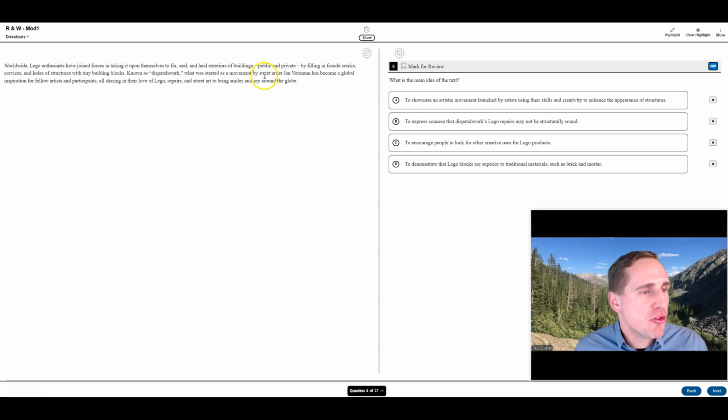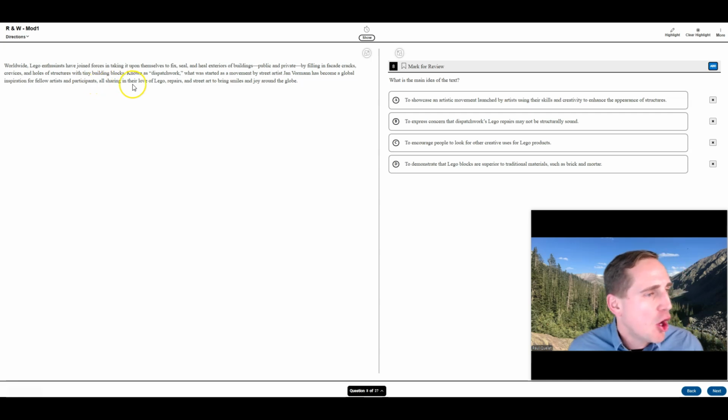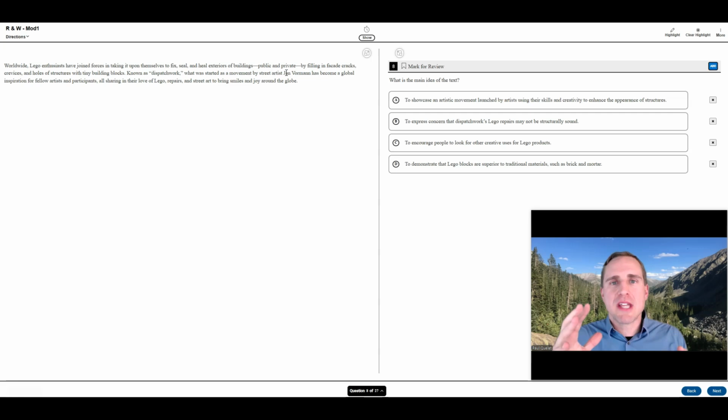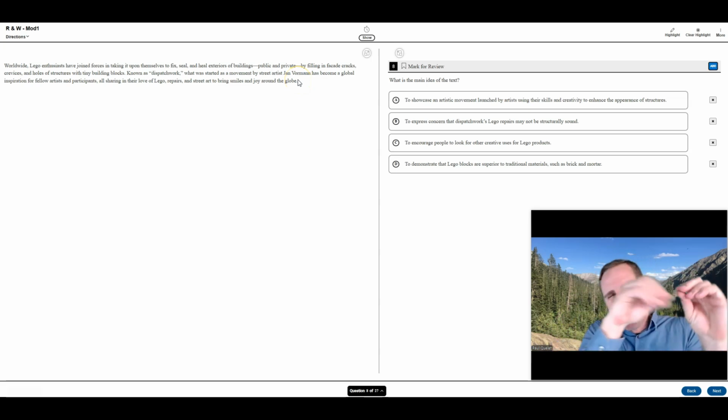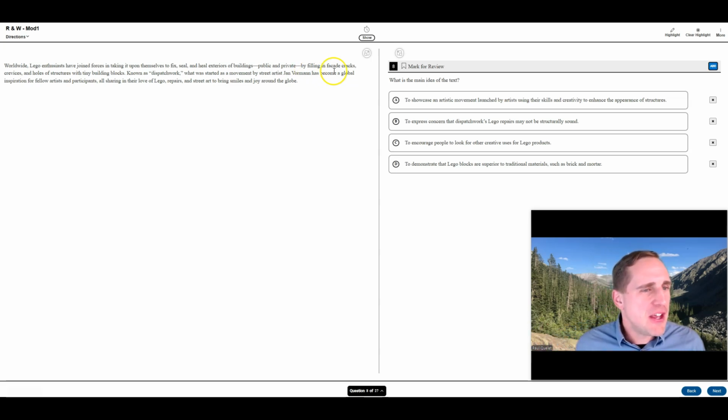It was started as a movement by street artist Jan Vorman and has become a global inspiration for fellow artists and participants, all sharing in their love of Legos, repairs, and street art to bring smiles and joy around the globe. Okay, so what's the main idea? Basically, we're saying that certain buildings are missing little pieces, and starting with Jan, there are these Lego enthusiasts that carry Legos around, probably in their pockets, and they put their little Legos in there, and it's somewhat artistic, but also helps fill in cracks and crevices and holes in buildings.